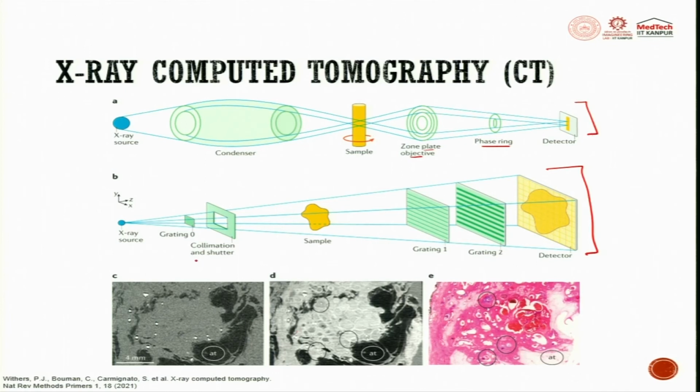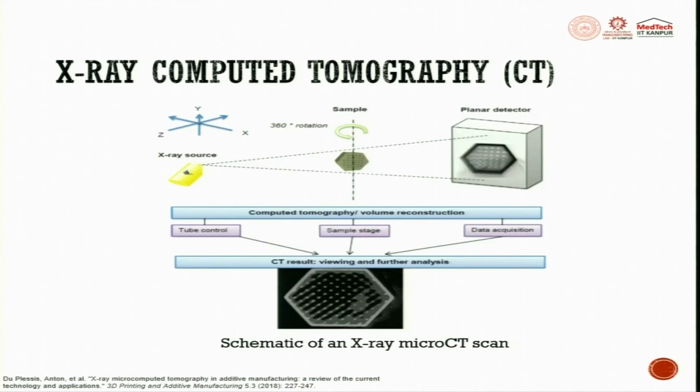This is another way, when the X-ray source is directly here, and through the grating itself we are getting the image. So, using the CT technology we can find the flaws at certain points. You can see the microstructures and the flaw images that we have got here. So, this is again a schematic of an X-ray micro CT scan that has a planar detector. So, it has a tube, a controlled sample stage and data acquisition that helps us to get the CT result that is viewed and further analyzed.